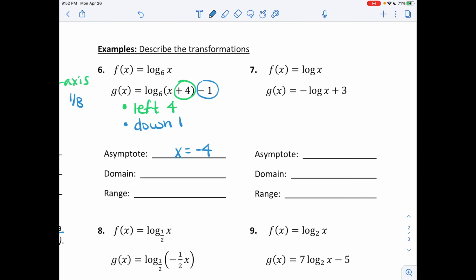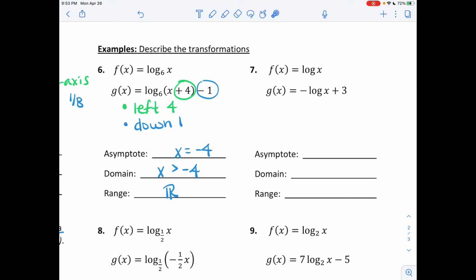Now remember, on these log functions, it's also not going to be the domain that's all real numbers. It's the range that's all real numbers, and the domain that is affected by our asymptote. So range is all real numbers, but domain is going to be x greater than -4. Remember that we have shifted our asymptote from a value of x equals 0 to a value of x equals -4 with this left by 4.